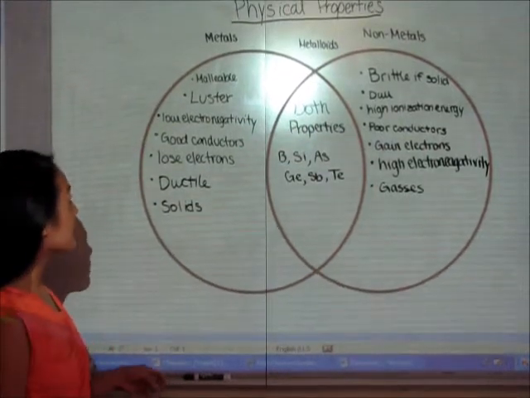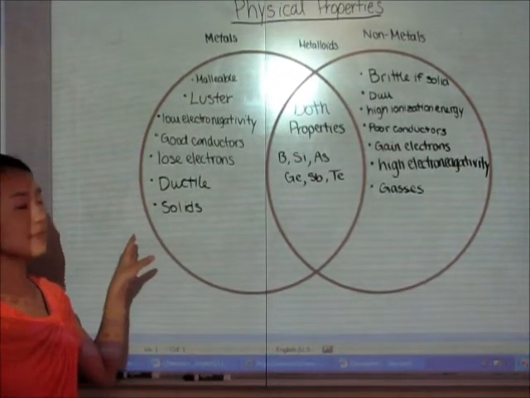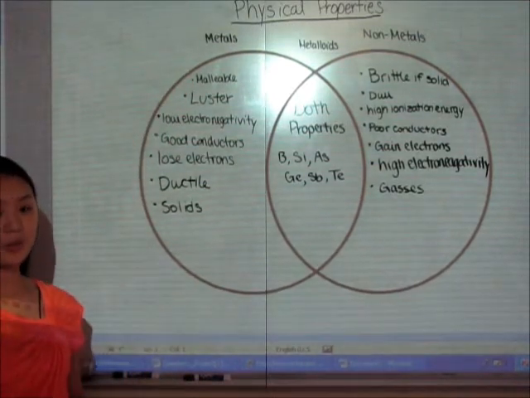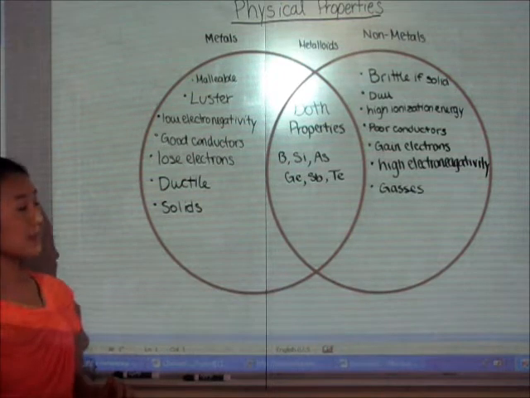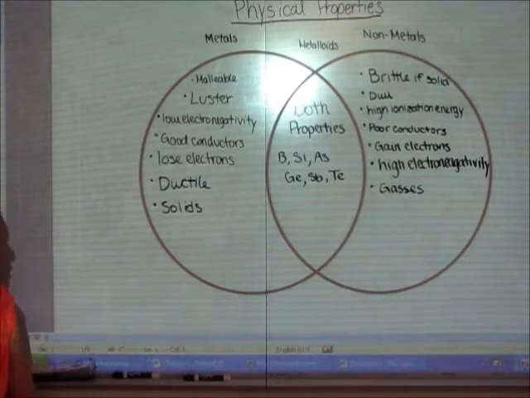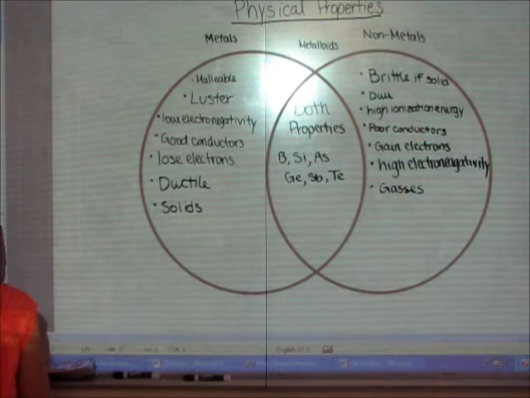This is a Venn diagram of the physical properties of the groupings of elements. These are the metals. The characteristics of metals are that they're malleable, they have a metallic luster, they have a low electronegativity, they're good conductors, they lose electrons, they're ductile, and they're solids.